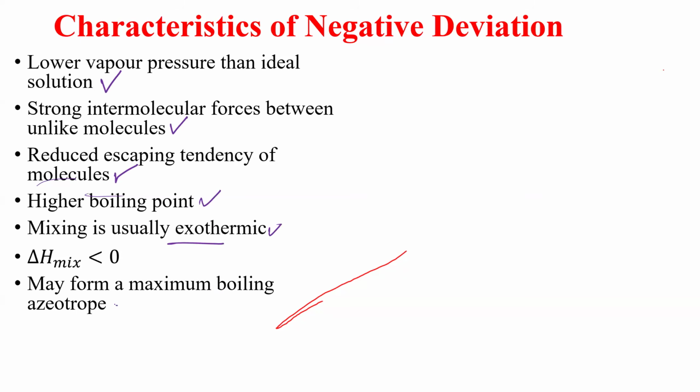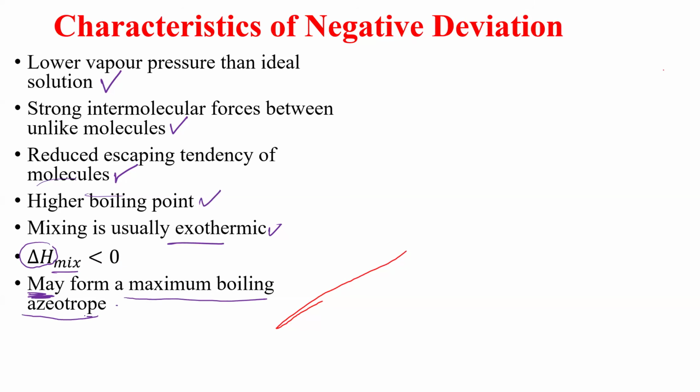Then what is that one? No, the upper one. The enthalpy change, yes, the heat change of the mixture is less than zero. So there is release of heat. The final product is less than the initial, so that's why you see it is less. And then it may form a maximum boiling azeotrope.